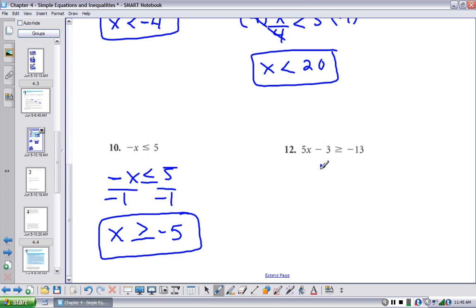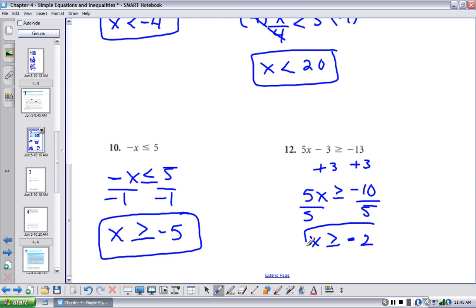Number 12, I need to get that 5x by itself. So let me add 3 to both sides. I have 5x is greater than or equal to -10. Now I'm dividing by a positive 5, so my inequality stays greater than or equal to -2. It is only when we are multiplying or dividing by a negative number that the sign of the inequality will change.